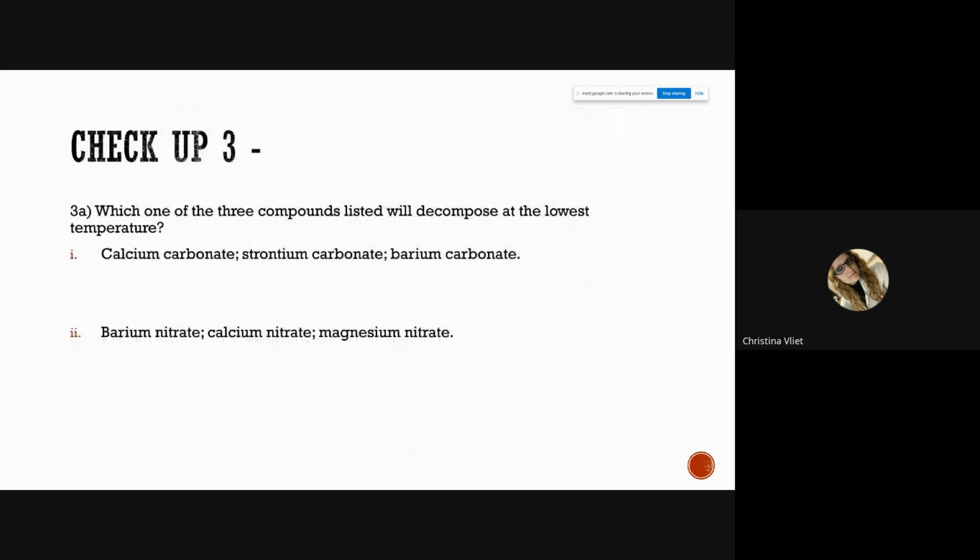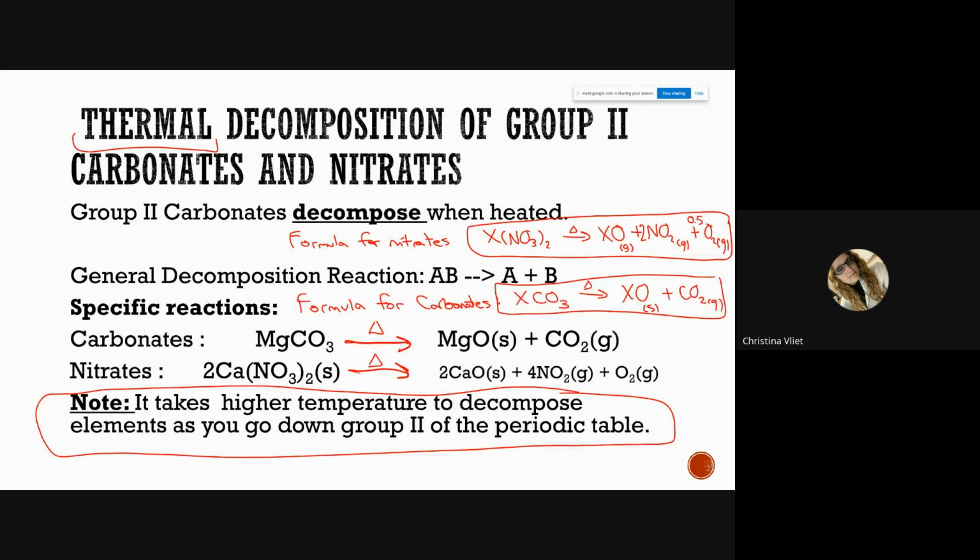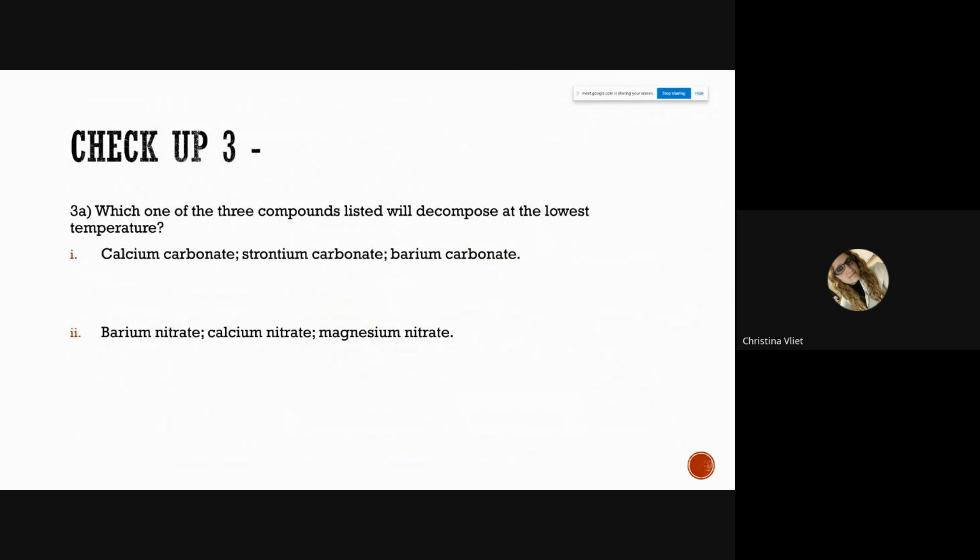It's a thing. So knowing that, and I hope you wrote down the types of reactions, there are a few questions we're going to do on the standard before we move to the lab. First one, for checkup 3. Which one of the 3 compounds will decompose at the lowest temperature? They give you calcium carbonate, strontium carbonate, and barium carbonate. Looking at the periodic trend, which would decompose at the lowest temperature?